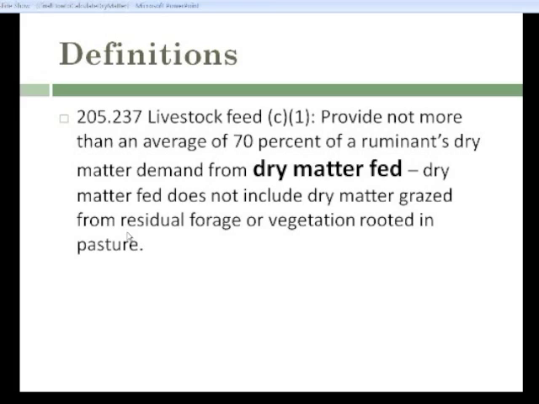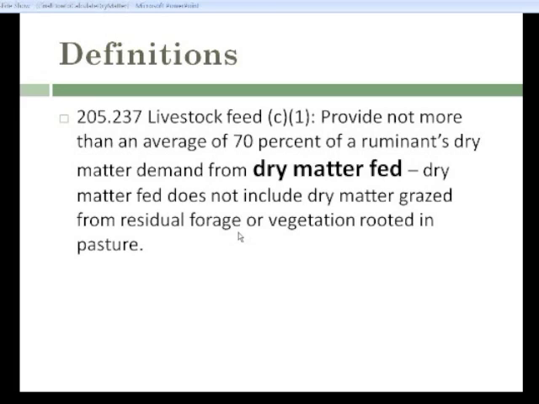And also, there's an additional term that is newly defined in the new organic pasture rule, which is residual forage. I just want to point out that the dry matter from pasture includes the pasture that is rooted in the ground, the stuff that's still attached to its roots and growing out there in the pasture. But it also includes this residual forage, which for the purposes of the organic standards has been defined as the forage in the pasture that has been clipped and left in place to wilt.